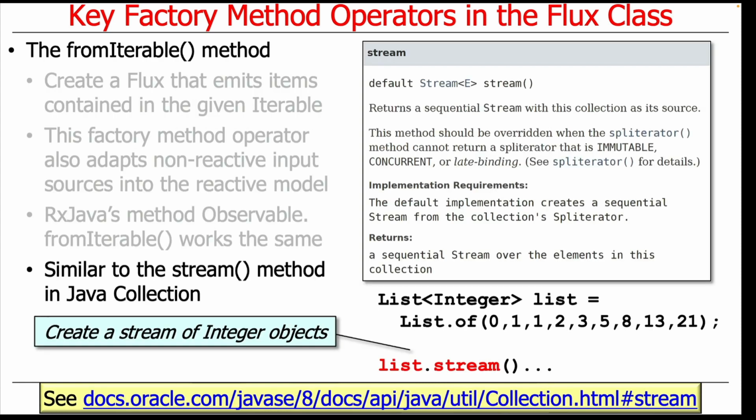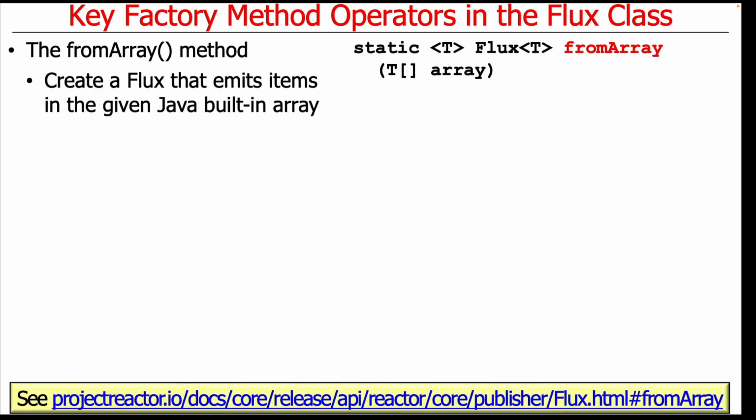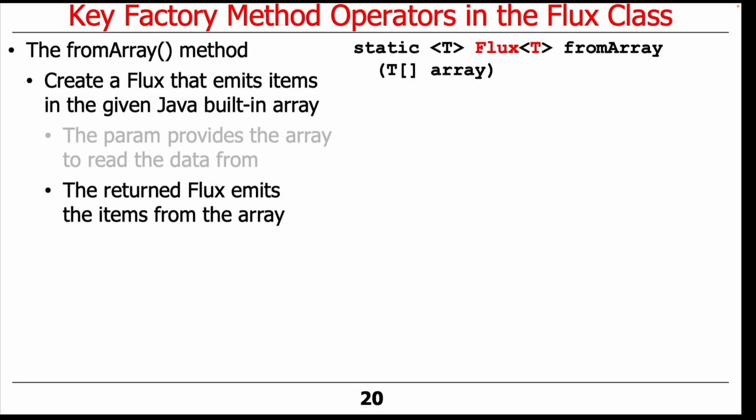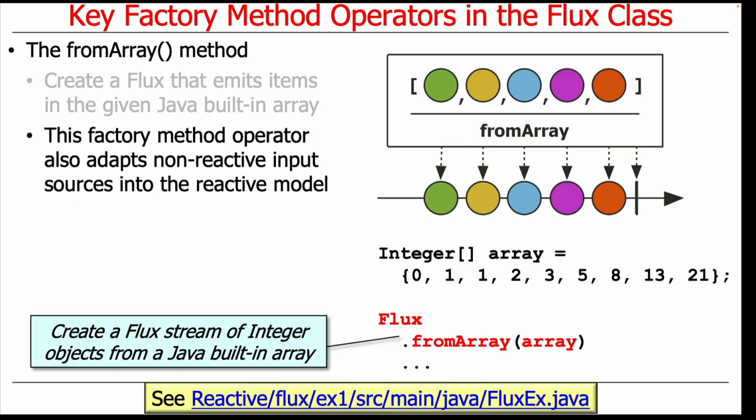Whereas they've been baked in, the concept of a stream has been baked into Java out of the box nowadays. The next method is called fromArray. Pretty much the same thing. I won't spend a lot of time on this. Instead of taking an iterable, it takes an array of something, and it returns a flux that emits the items from the array. Here's an example.